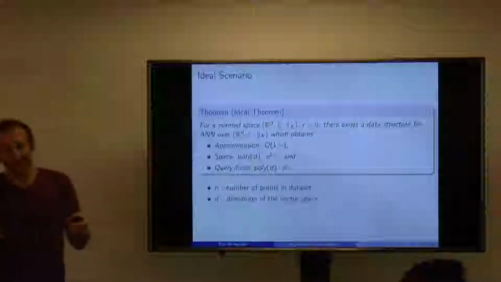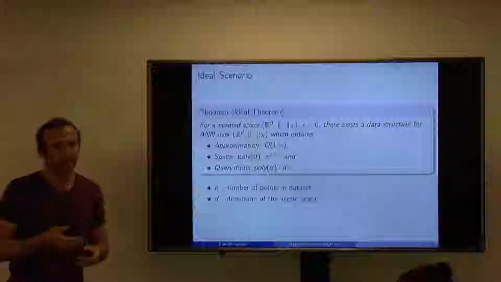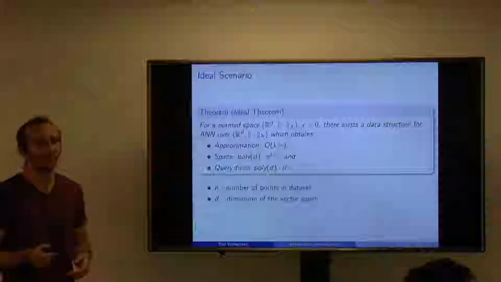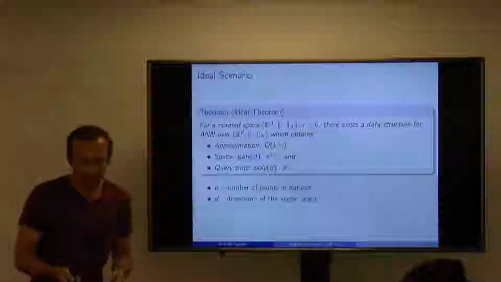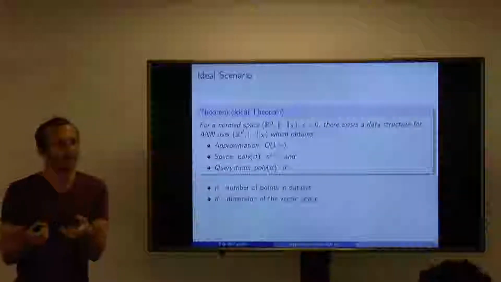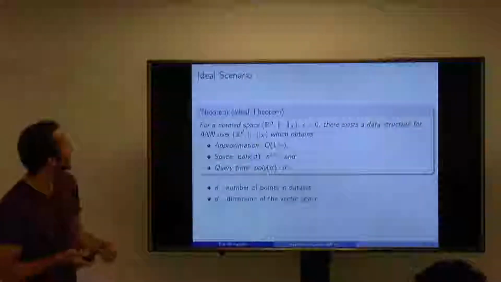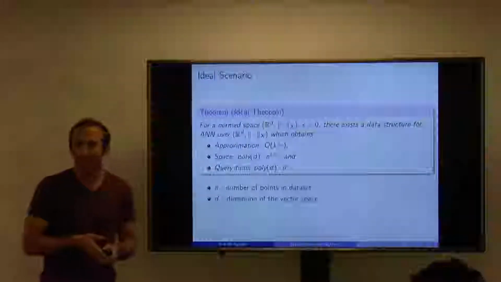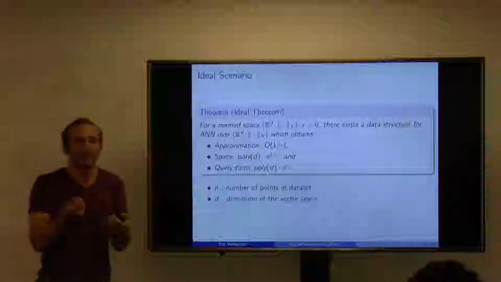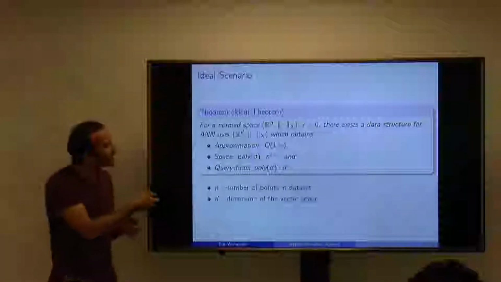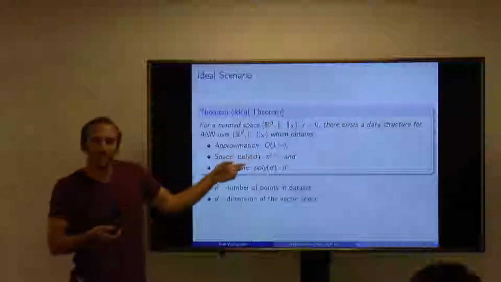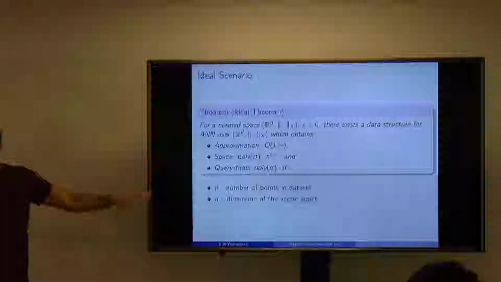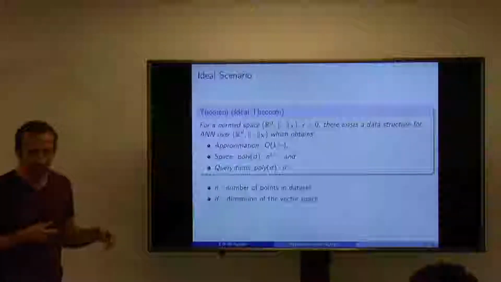Let me give you an example of an ideal theorem that we would like to prove. Ideally, we would say the following: for some norm space over R^d given by X and some constant epsilon greater than 0, there exists a data structure for ANN over this norm with approximation order 1 over epsilon, so some constant when epsilon is a constant, using space polynomial in d times n to the 1 plus epsilon, and query time polynomial in d times n to the epsilon. Think of epsilon as being like 0.1. This means that we can get highly sublinear query time by only giving up a little polynomial amount in the space and being polynomial in the dimension. So ideally, we would get to this ideal theorem, a constant approximation.